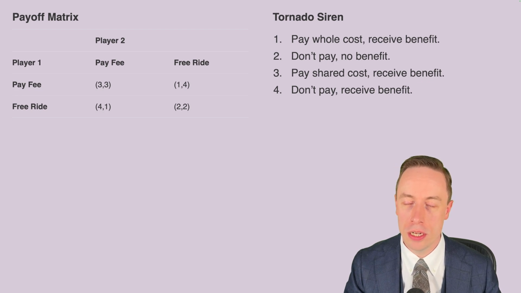Let's solve and illustrate the problem of a tornado siren. By the way, let's right up front notice, so what's the best collective outcome here, of course? Everybody pays for the tornado siren, right? Like that's the one we would want. But how's this going to work?